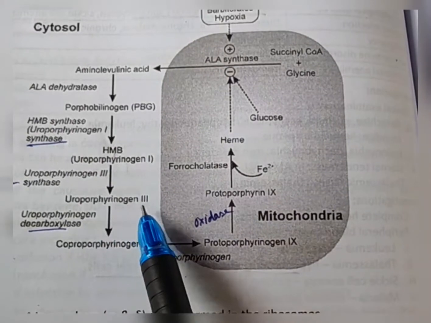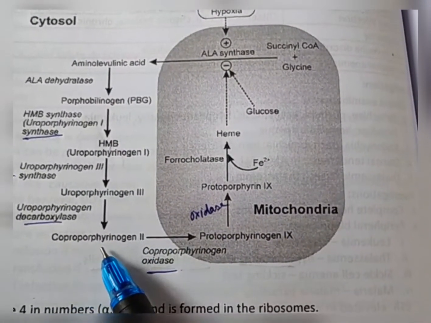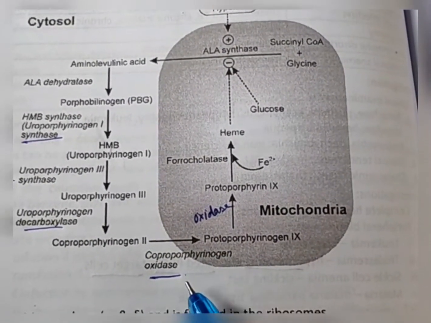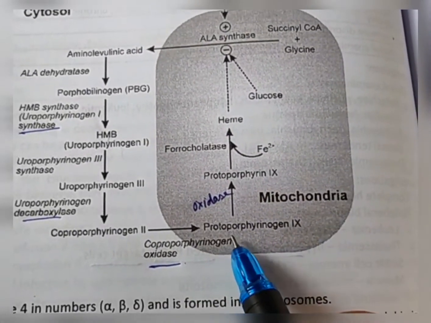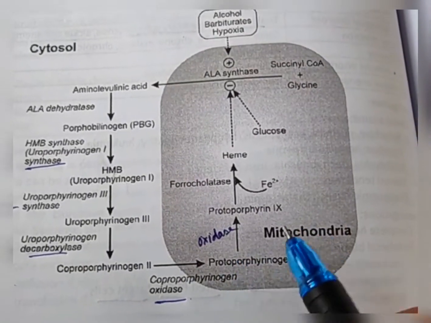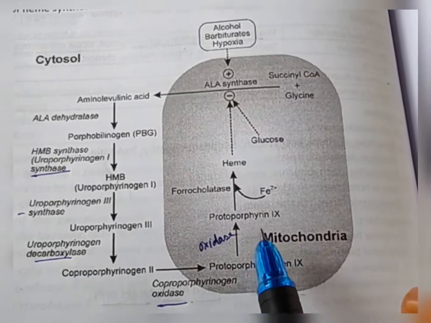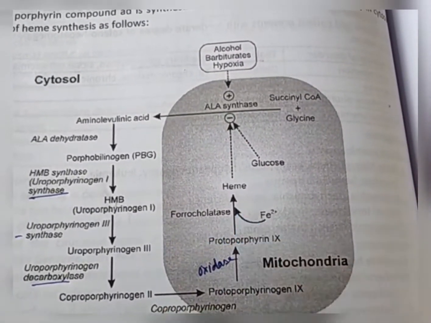This uroporphyrinogen 3 is acted upon by decarboxylase and forms coproporphyrinogen 2. Now, this compound, in the presence of coproporphyrinogen oxidase, enters into the mitochondria and forms the protoporphyrinogen 9. This protoporphyrinogen 9, in the presence of oxidase, forms protoporphyrin 9, and this protoporphyrin 9 is acted upon along with the iron and in the presence of ferrochelatase and forms the heme.